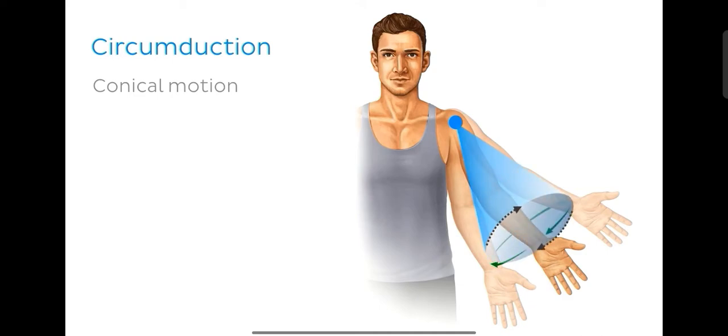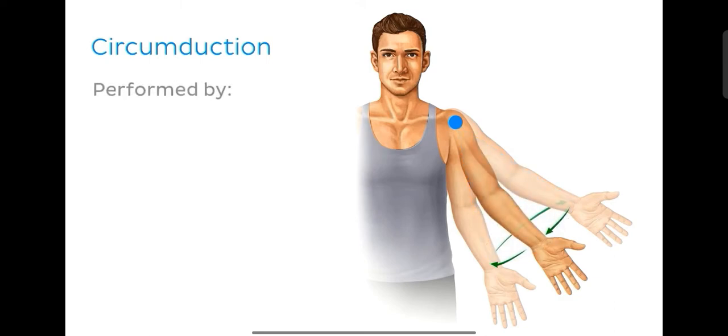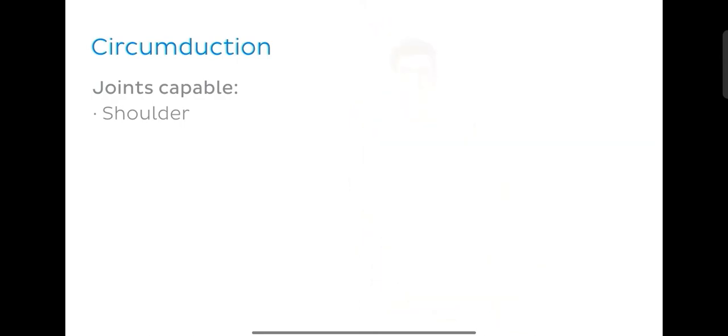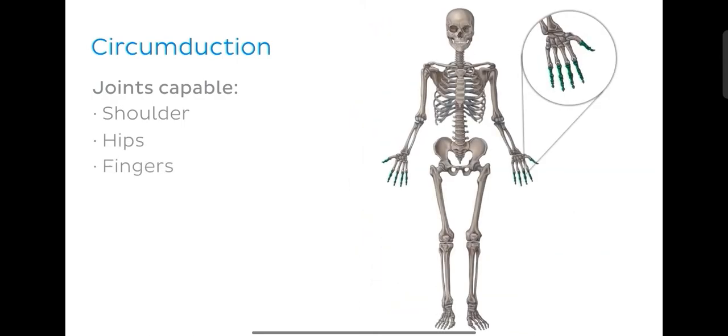This movement is a compound movement, by which I mean it is a complex interaction of other movements. At the shoulder, it is performed by an almost infinite number of minute changes in flexion, extension, abduction, and adduction. The shoulder is not the only joint capable of circumduction. The other joints able to perform this movement are the hips, the fingers, and of course the thumbs.